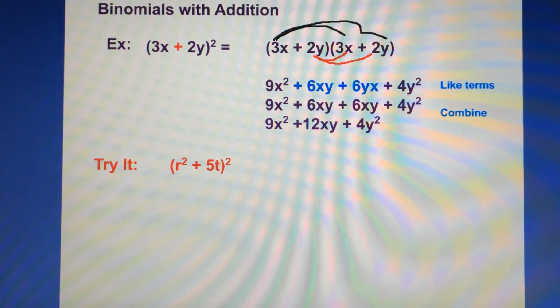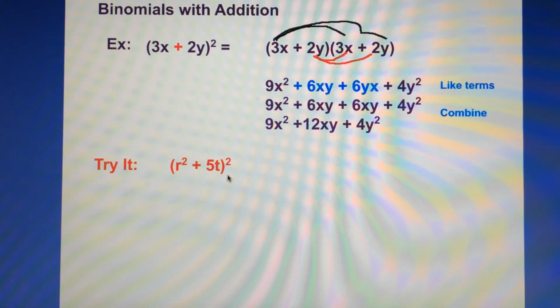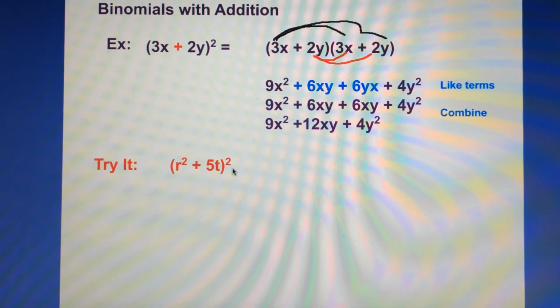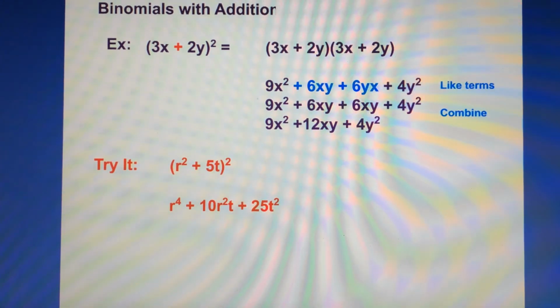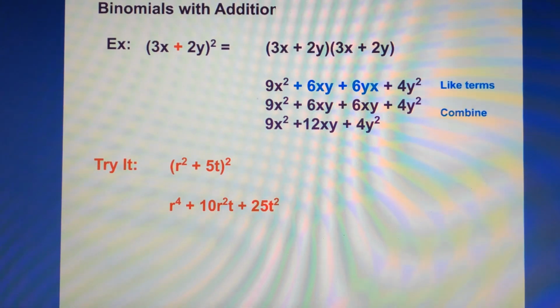I suggest you pause the screen because I have an example here for you to try. R squared plus 5t squared. Take a moment, pause the screen, and do the example. Hopefully you all got this same answer. R to the fourth plus 10r squared t plus 25t squared. If not, please go back, pause the screen, and give yourself a chance to solve this problem.